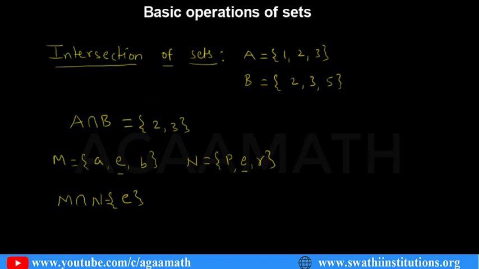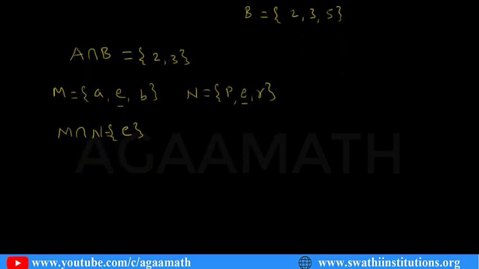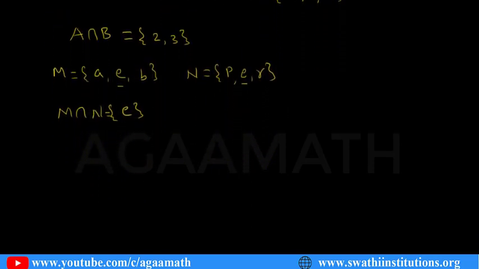Now let us take one more. When we discuss the intersection of sets, I would like to connect another idea with one more example. What is that? Let us see now. P is equal to 1, 2, 3, Q equals 4, 5, 6.